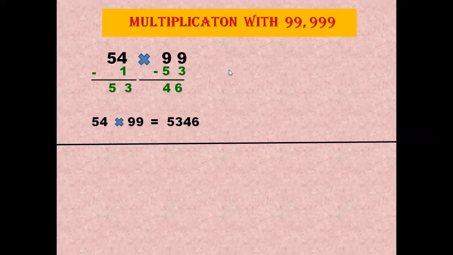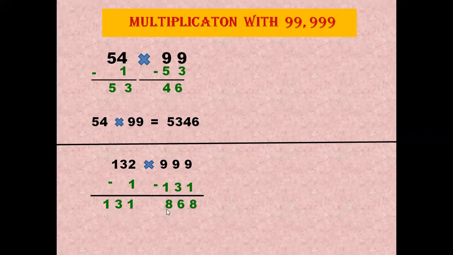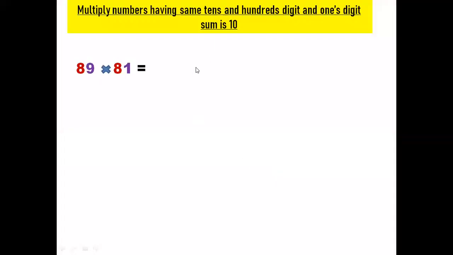So easily multiplied. Now we multiply 132 with 999. First step is we subtract 1, which gives us 131. Then we subtract 131 from 999, which gives us 868. Now answer is 131868. Very easy.